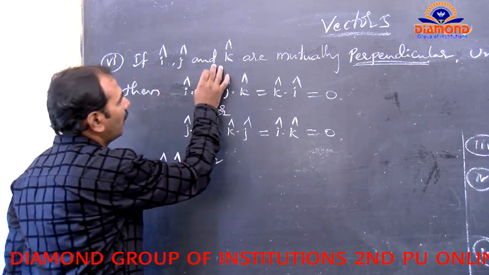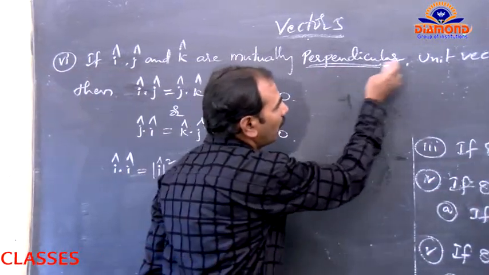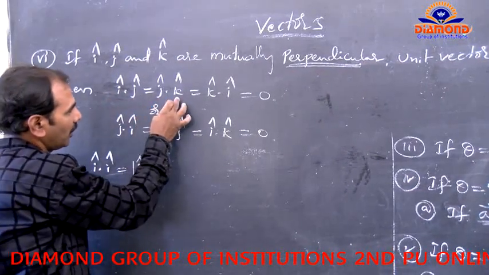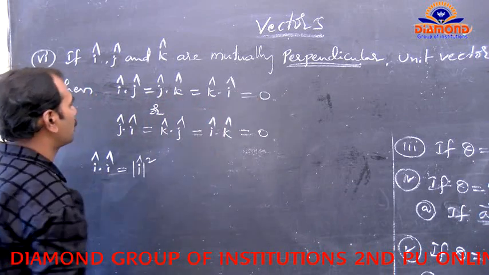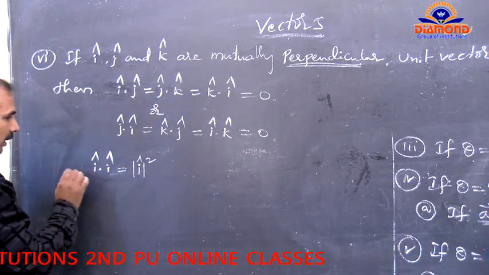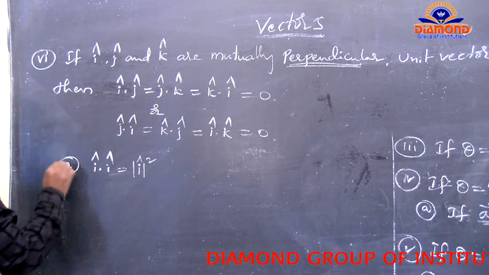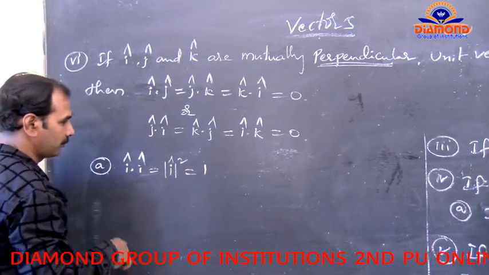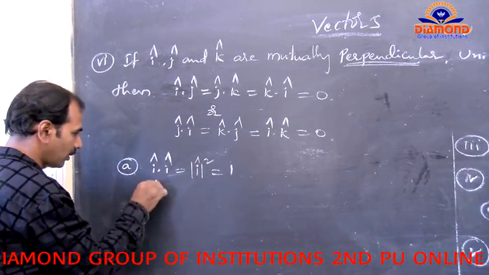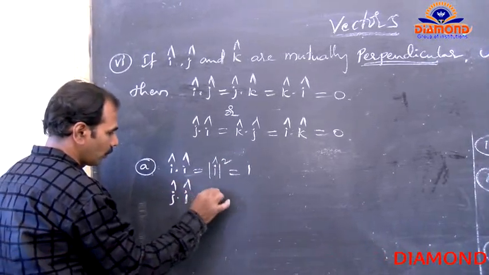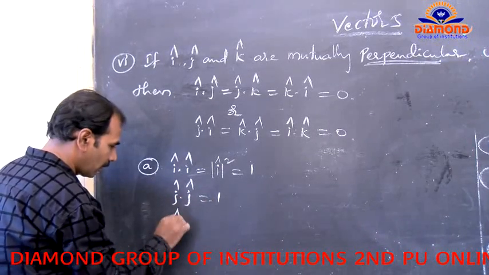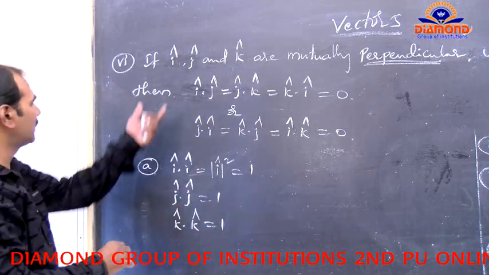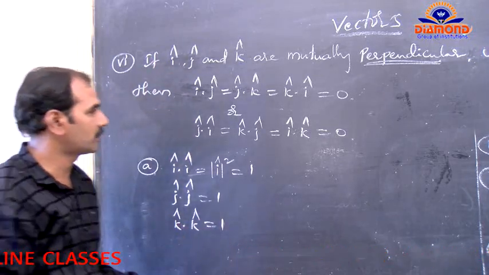If i, j and k are mutually perpendicular unit vectors, then i dot j equals j dot k equals k dot i equals 0. The second condition: i dot i equals magnitude of i squared, and its value is 1. Next, j dot j equals 1, and k dot k equals 1. So these are the dot product values.